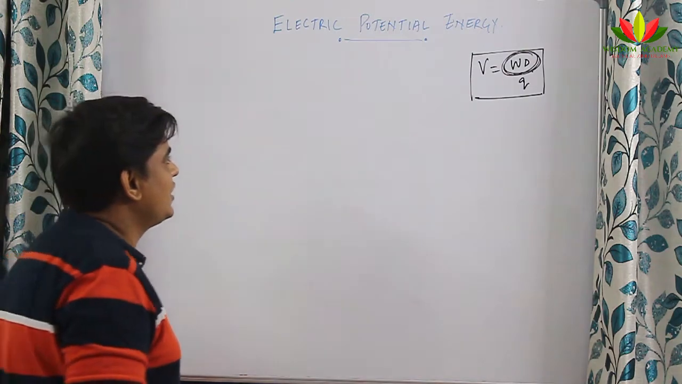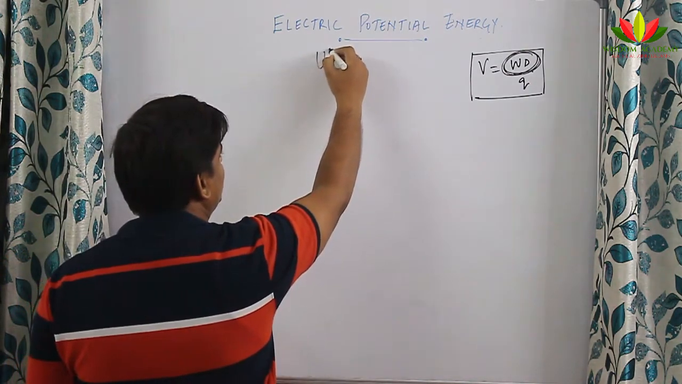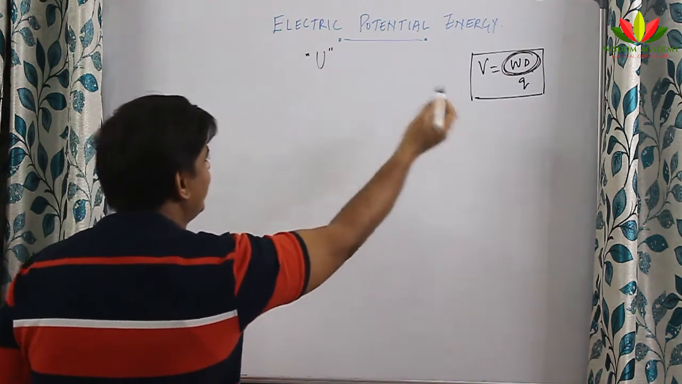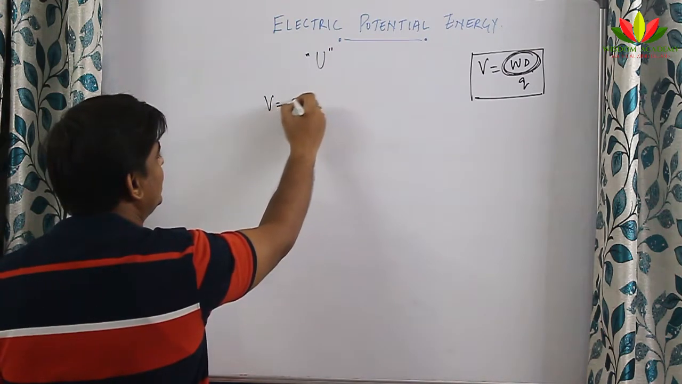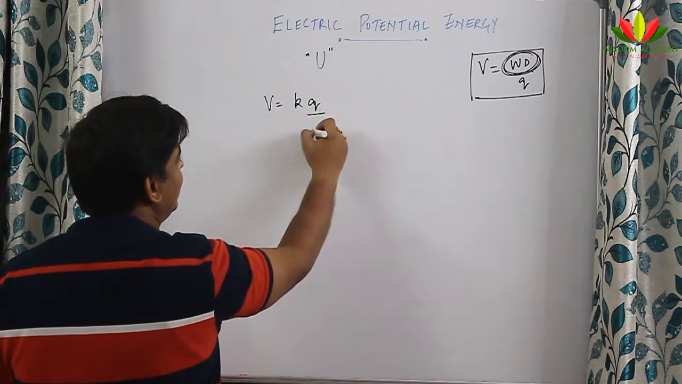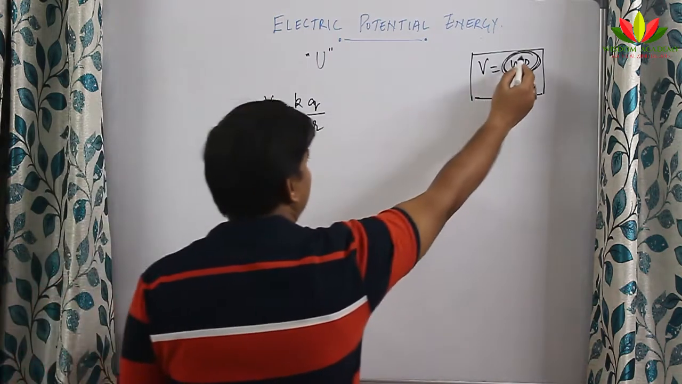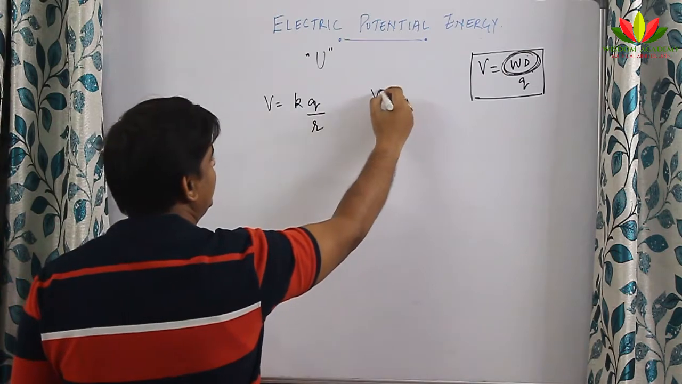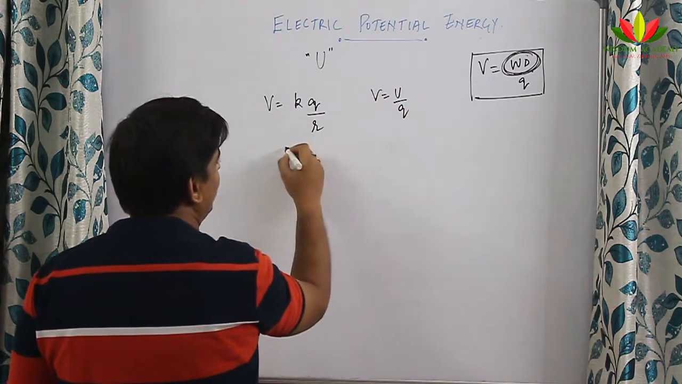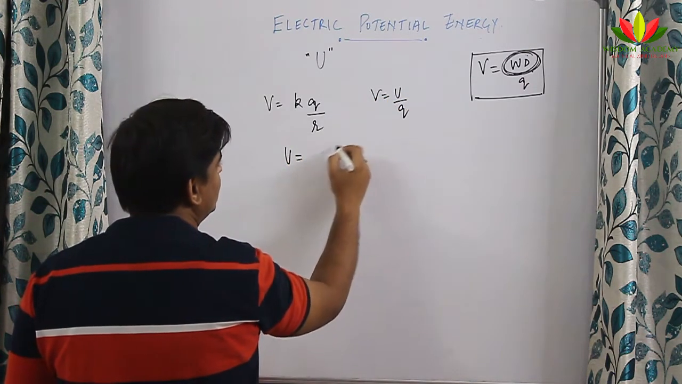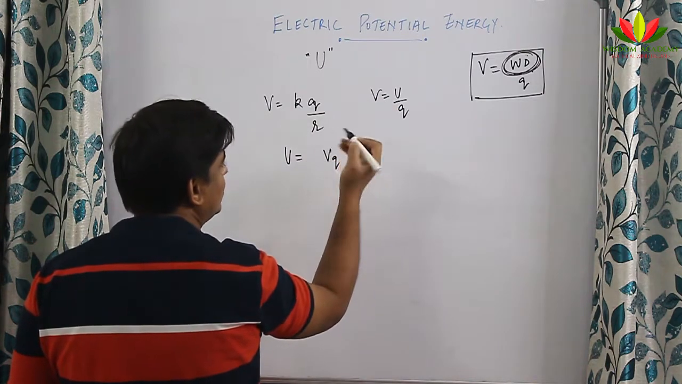And electric potential energy is represented by U, and what will be its value? You can see from here itself. So we know that V is equal to KQ by R. Am I right? And this work that I am calling potential energy, so V is equal to U by Q. So what will be U? U will be equal to V into Q, right.